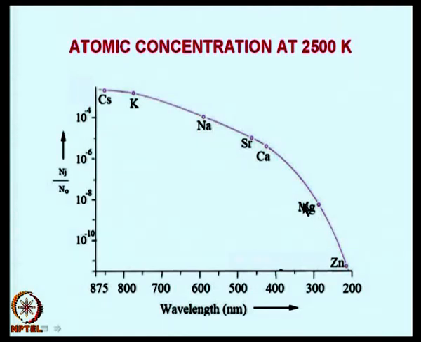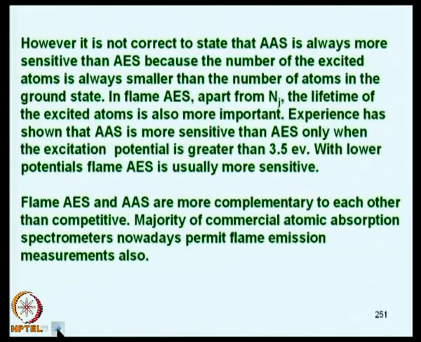But if you come to magnesium, that is the alkaline earth elements, these strontium, calcium, magnesium, etc., the ratios are of the order of about 10 raised to minus 8, for mercury, and zinc is almost of the order of about 10 raised to minus 15. That means only 1 in 10 raised to 15 atoms would be in the excited state at this stage. So, atomic emission is almost ruled out using this equation.